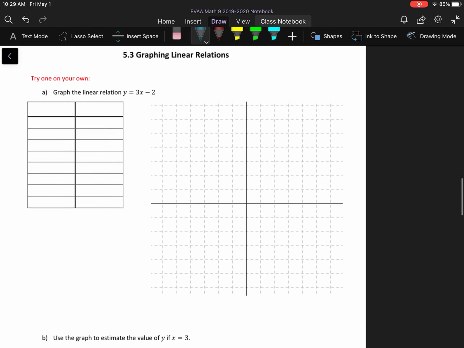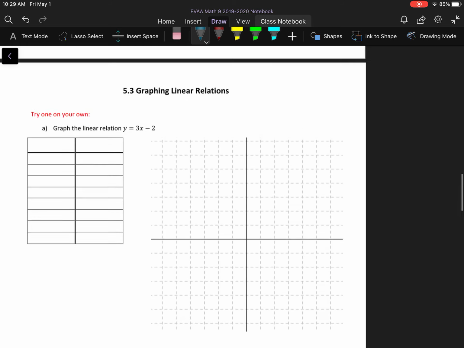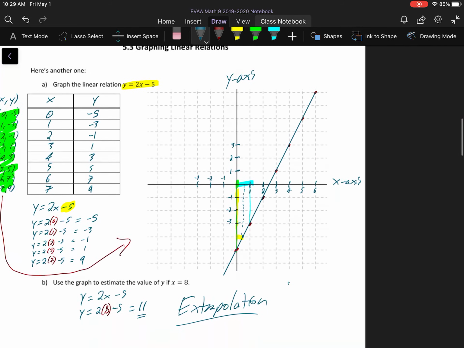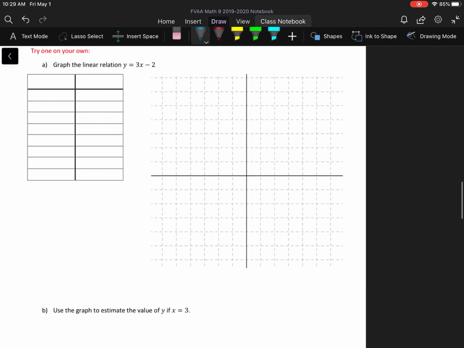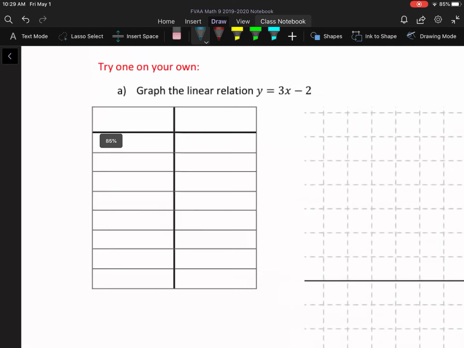Okay, same kind of thing, you just have a different relationship there a little bit. Just like we did the one above, fill in the table first, plot your points, and then answer the follow-up questions. Go ahead and pause the video, and then unpause it when you're ready. All right, hopefully that went well for you. All right, let's do this together.